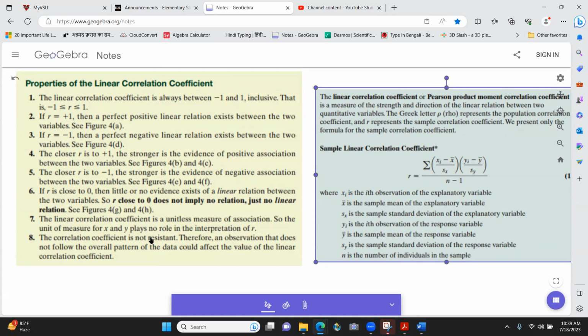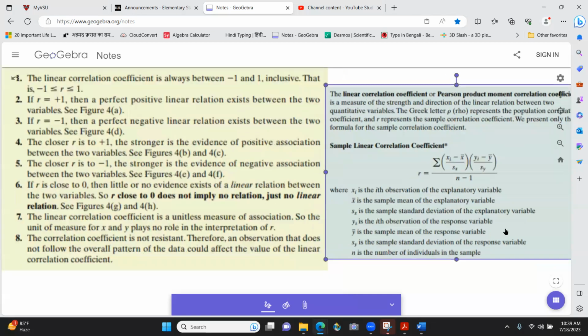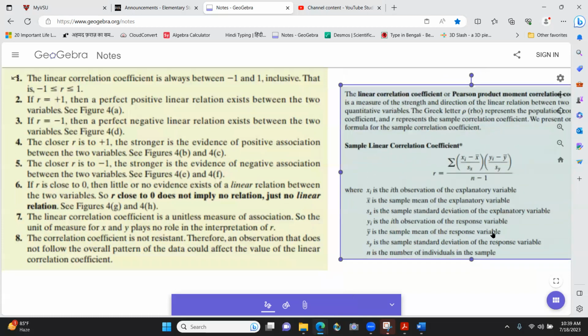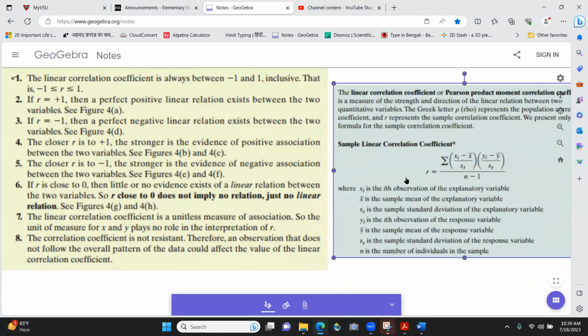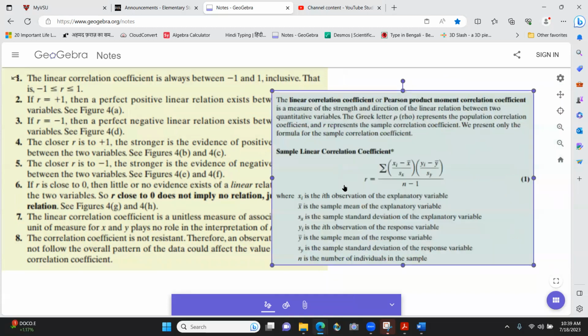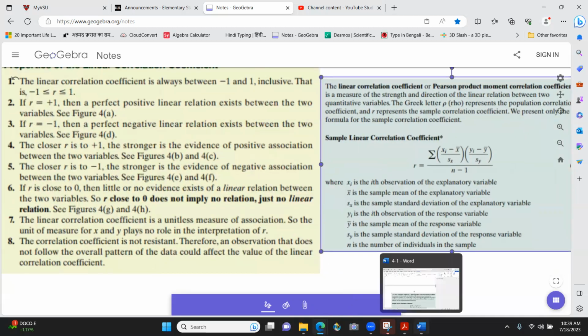Let's read number 7. The linear correlation coefficient is a unitless measure. You can measure two completely different quantities, number of hours and grade, so don't worry about the unit, it has no unit. The correlation coefficient is not resistant, so a little data change will affect it. This R value is called the sample linear correlation coefficient. Sometimes people call it Pearson product moment. These are the properties, and this is the formula.